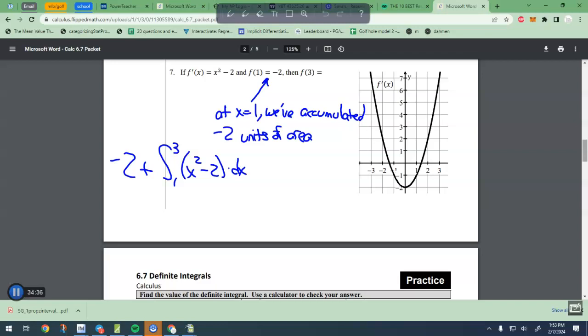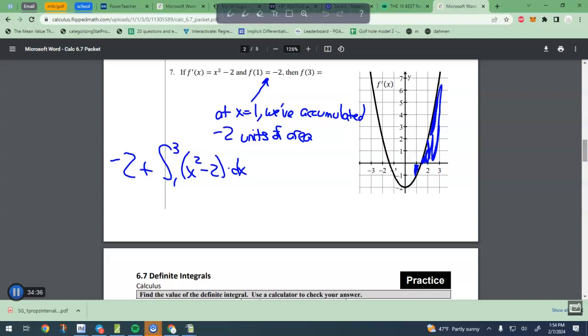What it's going to do is, we started at negative 2. This is going to figure out how much area was accumulated here and add it to the negative 2 that was there where you started. Is that setup clear? Question on the setup? We'll practice these because these are probably the hardest for most people.